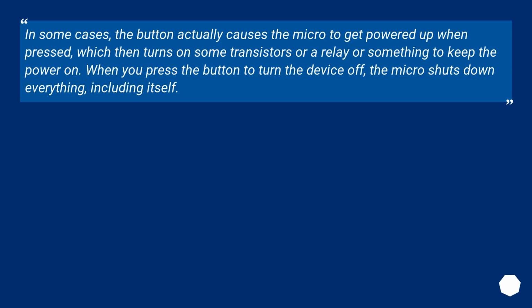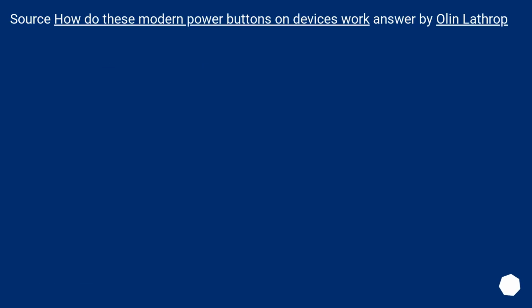In some cases, the button actually causes the micro to get powered up when pressed, which then turns on some transistors or a relay or something to keep the power on. When you press the button to turn the device off, the micro shuts down everything, including itself. Source: how do these modern power buttons on devices work? Answer by Olin Lathrop.